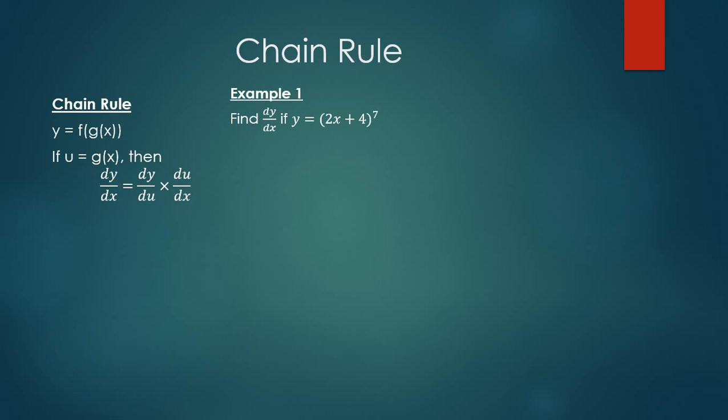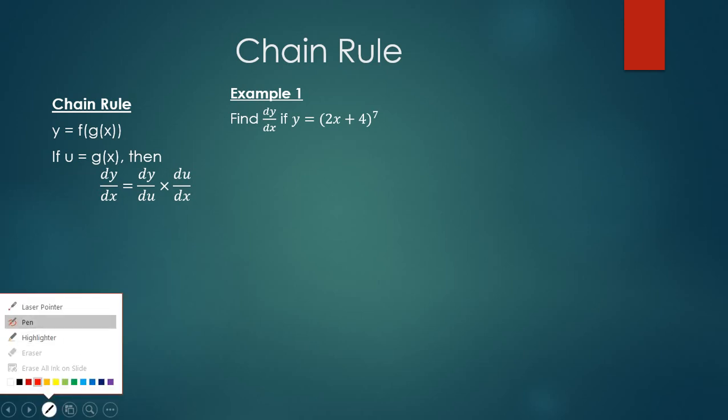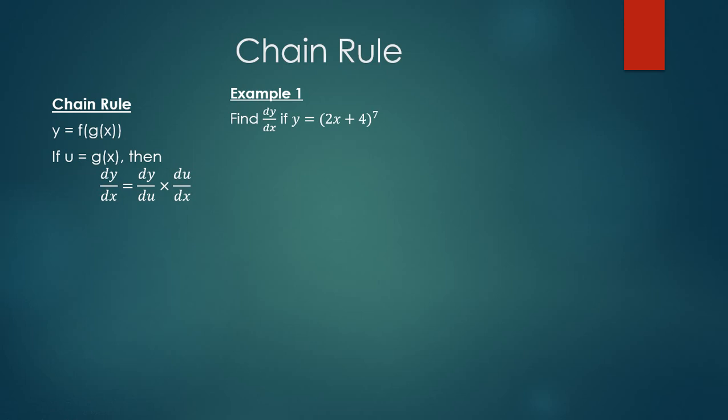Now a trick with the chain rule: how do you determine what should be your u? Whatever is being raised to the power. Like here we have 2x plus 4 being raised to the power. We let that be our u. So here u is equal to 2x plus 4.